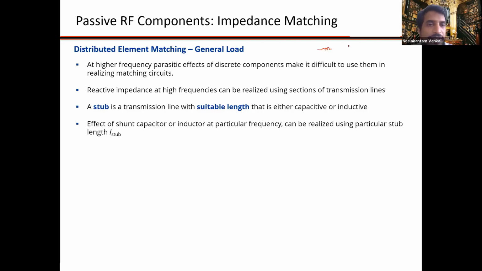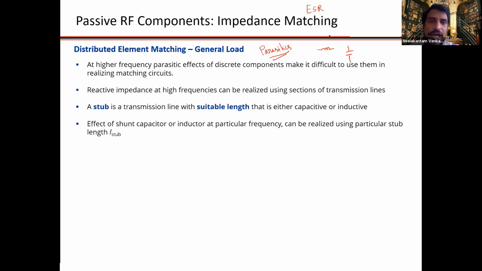We have L and C for matching. In RF, there is a bad thing called parasitics. When you ask for an L, you may not just get an L. Along with it, you might get what is called an equivalent series resistor.